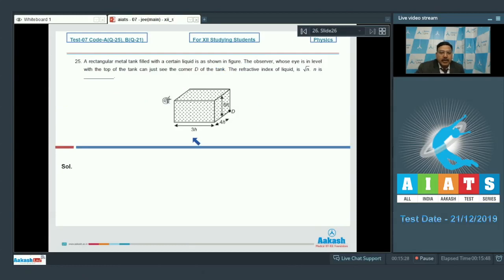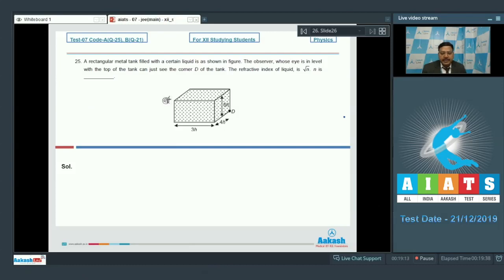Let's now move on to the last question of this test. Well, the question is based on ray optics, that is refraction. It says a rectangular metal tank filled with a certain liquid is as shown in figure. The observer whose eye is in level with the top of the tank can just see the corner D of the tank. The refractive index of liquid is root n. N is, we have to find the value of refractive index of the liquid.